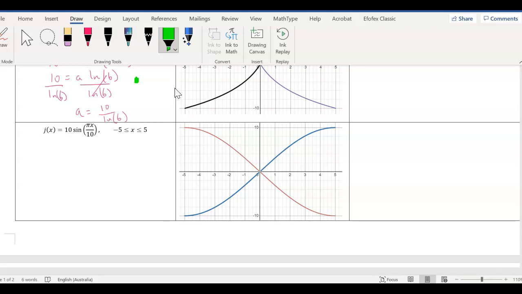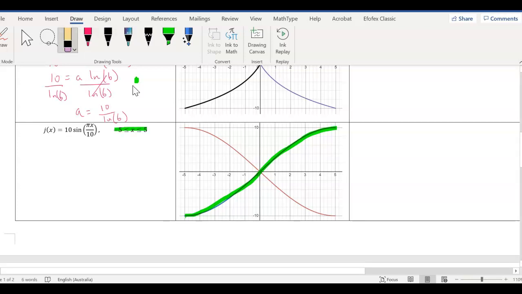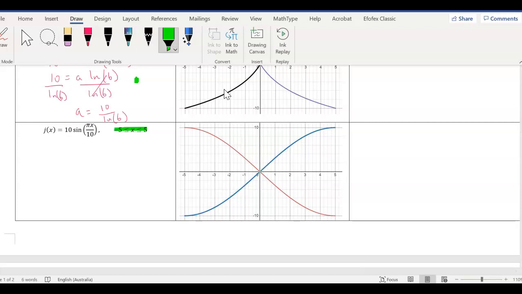We've got a sine function, but you'll notice this time I've gone all the way to there. So my domain, I've gone from -5 to 5. Instead of just taking this top part and reflecting it, I thought I'd show you that you don't always have to do the reflections. So for this one, I've just kept it as is.